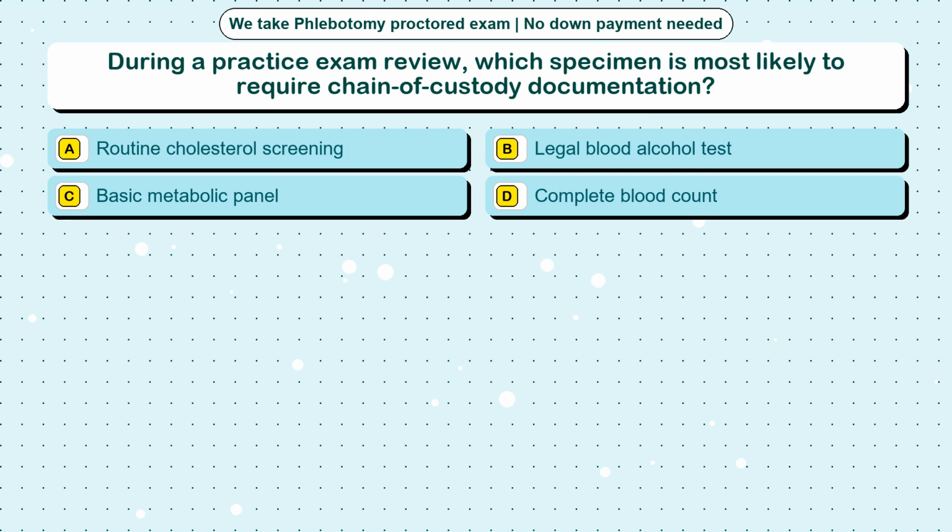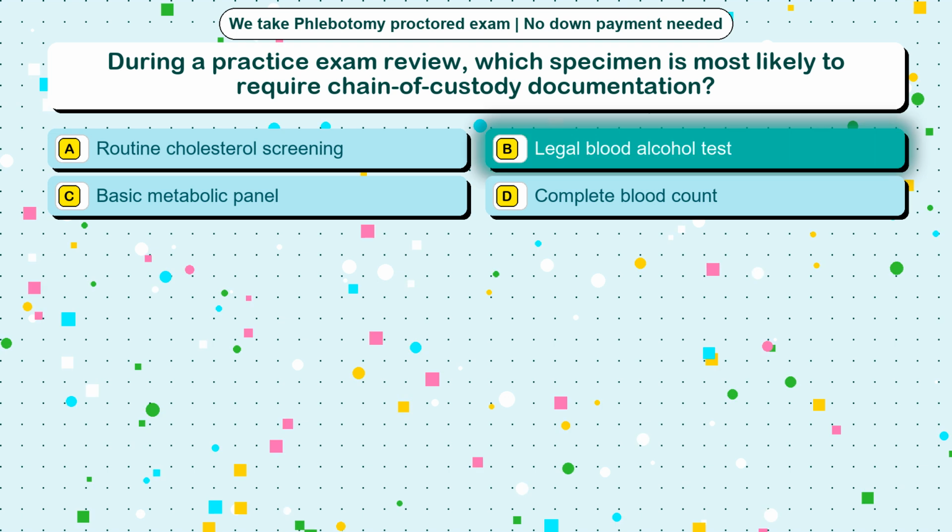Question 8. During a practice exam review, which specimen is most likely to require chain of custody documentation? Option A, routine cholesterol screening. Option B, legal blood alcohol test. Option C, basic metabolic panel. Option D, complete blood count.